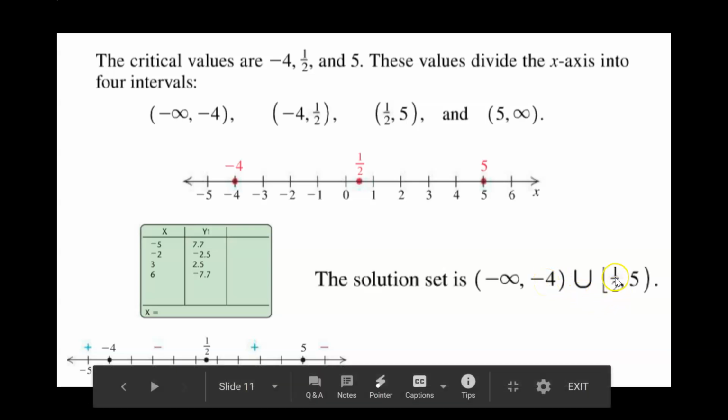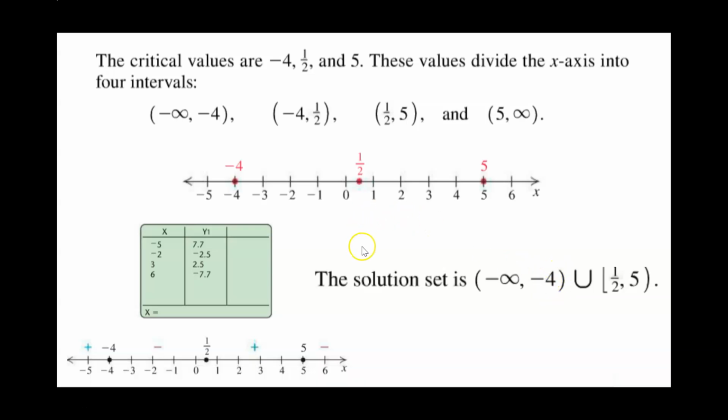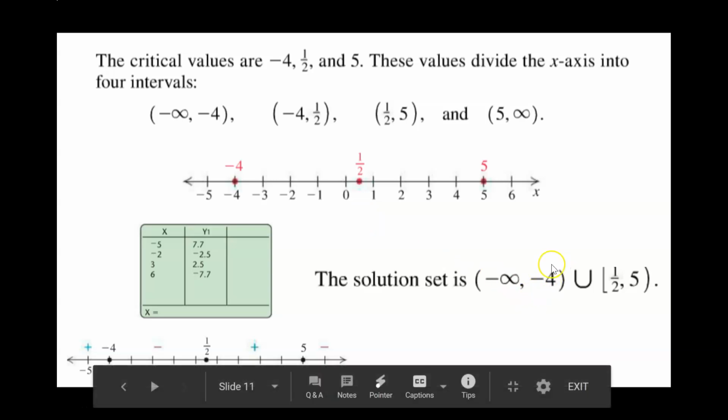Again, remember also the bracket. The 1/2 gets a bracket because we can include it, because that's the number we solved for. But the -4 does not get a bracket because that's a 0 that was on the denominator. Can't have zeros on the denominator, it's undefined. And that gave us the answer for this one.